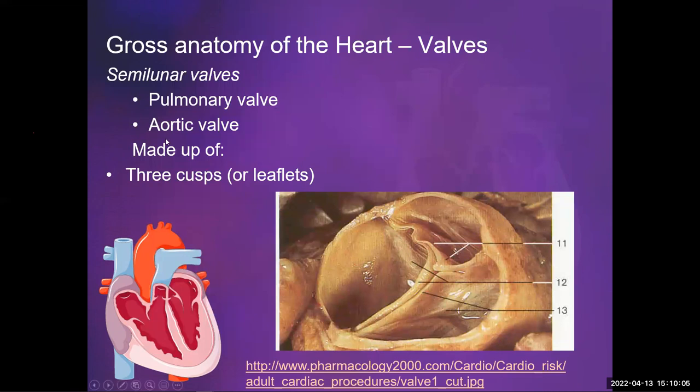And here again, you're looking at the valves, the semilunar valves, the pulmonary and aortic valves, and it has three parts to it, three cusps or leaflets associated with these valves.